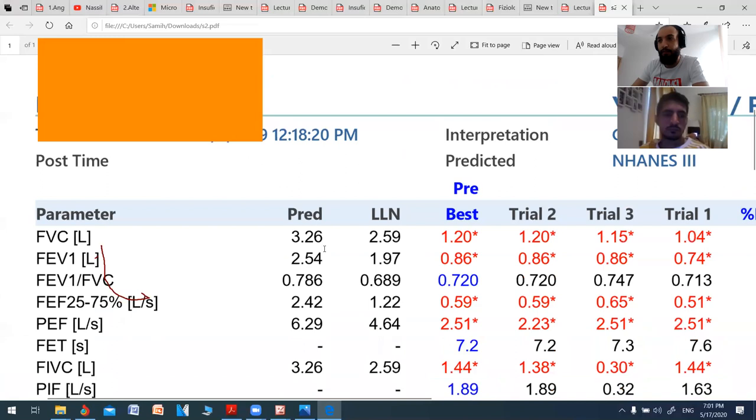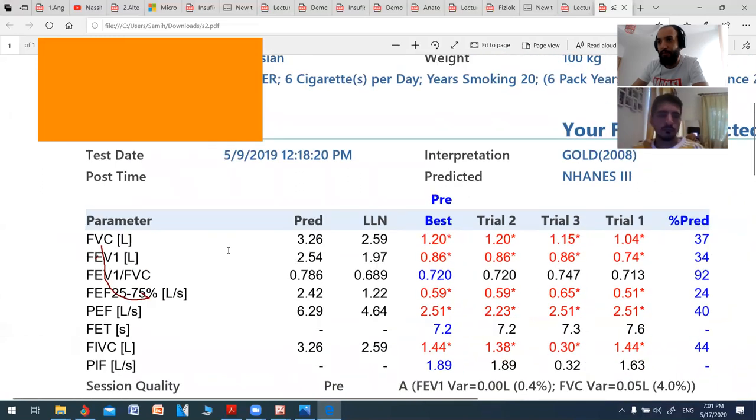What do you see? FVC. How much is the FVC? Forced vital capacity. How much is the vital capacity? Low, normal, or...? Where do I look at the vital capacity? Predicted, best, trial one, trial two, trial three, or pred percentage? The pred percentage. So this is where I look. Is it normal? No, it's low.